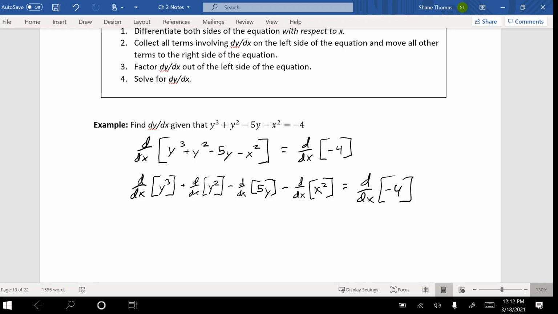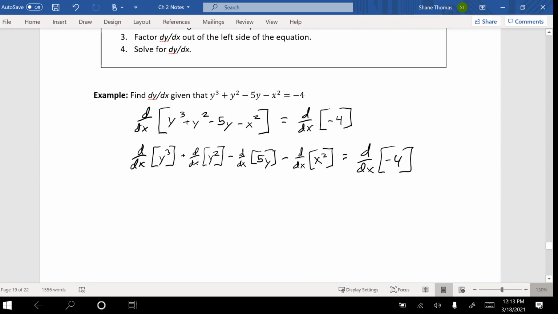Okay, the easy ones are going to be the ones that just have x's in them, right? So the ones like the x squared or the negative 4, we've done hundreds of those. So let's knock those guys out real quick. What's the derivative of x squared? 2x. So we have a minus 2x for this guy. Over on that right side, what's the derivative of negative 4? Derivative of any whole number is 0. There we go. All right, now we have to worry about the y's.